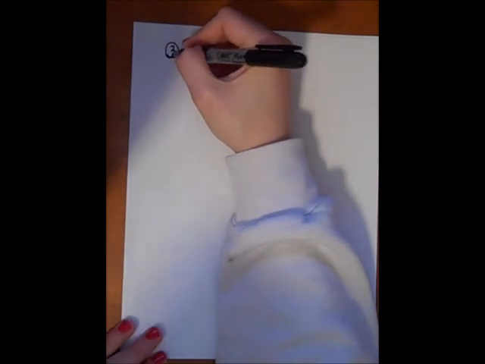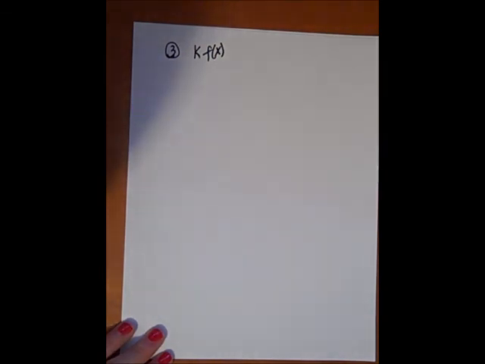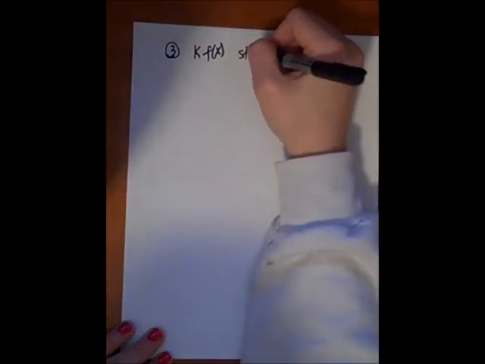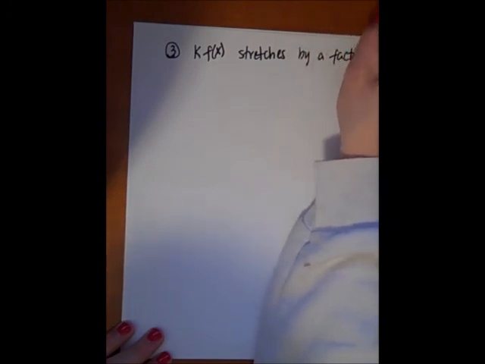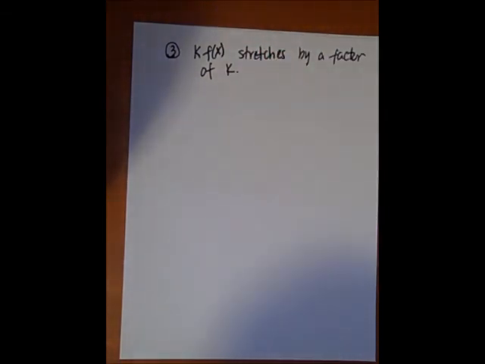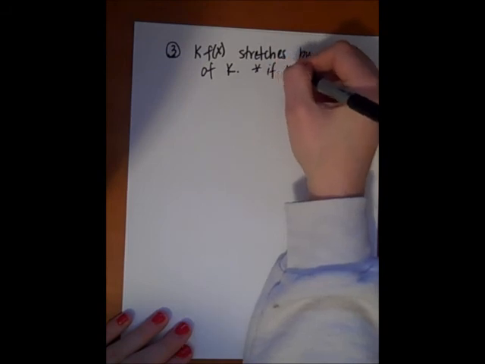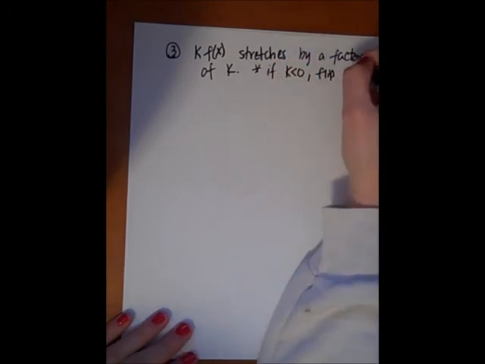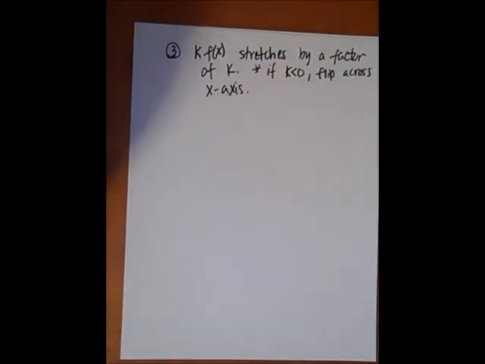I can also talk about stretches. So k times f of x, where k is just a constant. This stretches by a factor of k. So I'm going to have a graph, and it's going to stretch it. If k is like 1/2, it'll actually compress it. If k is larger than 1, it'll stretch it. I also want to note, if k is negative, you flip it across the x-axis. So it's going to stretch it, and then if k is negative, flip it across the x-axis.